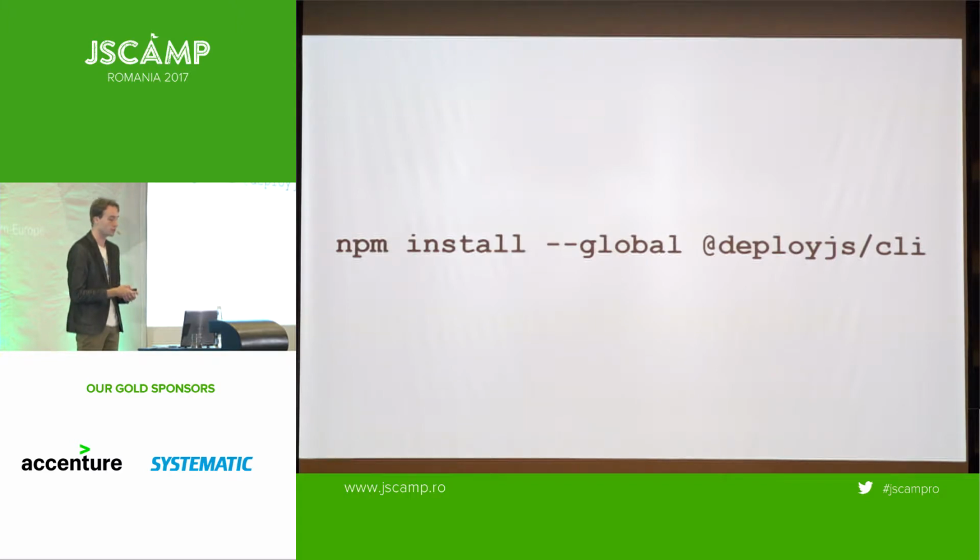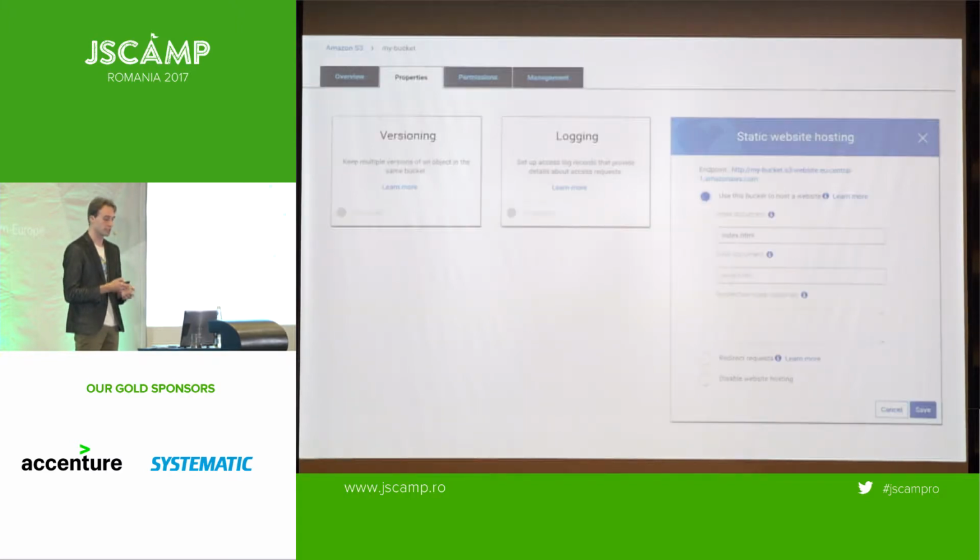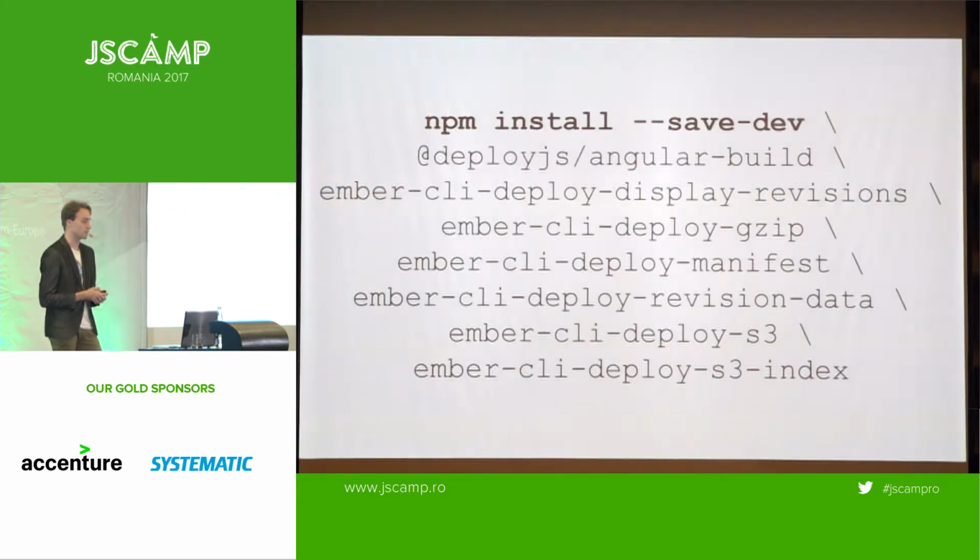So let me take you through it. Installing the DeployJS CLI, then in this case we're going to upload all our index.html and all our assets to S3. So you would need to create a bucket, and you would need to create the secrets for this bucket and then save those somewhere.